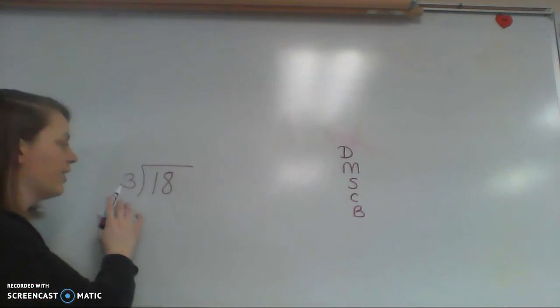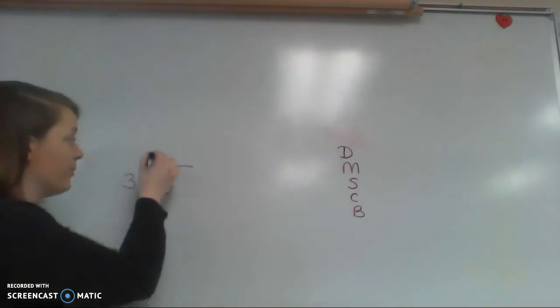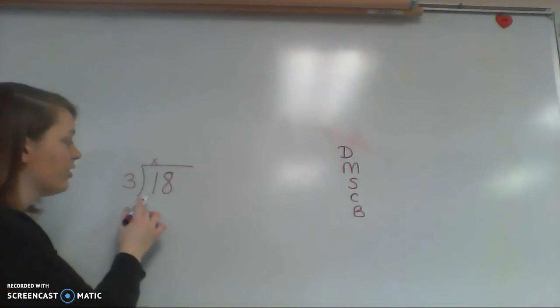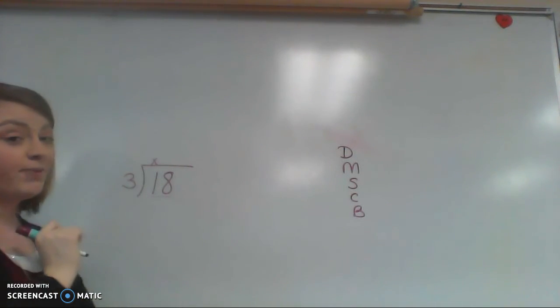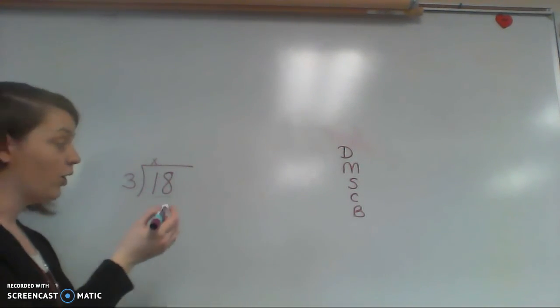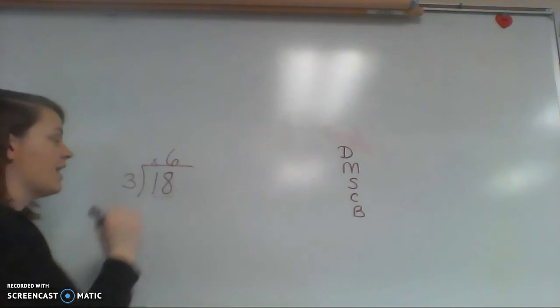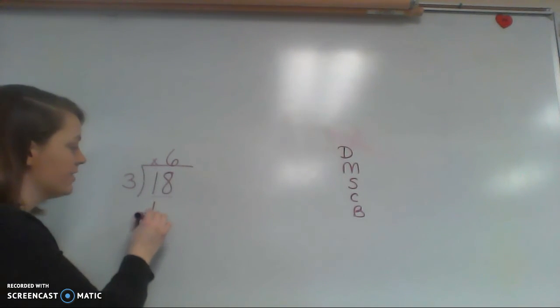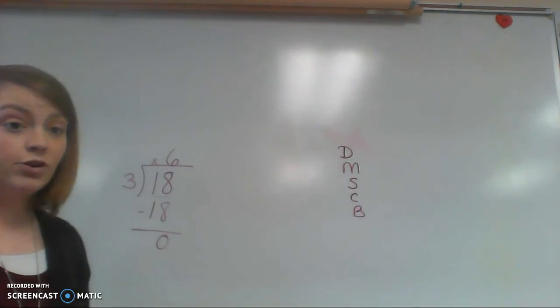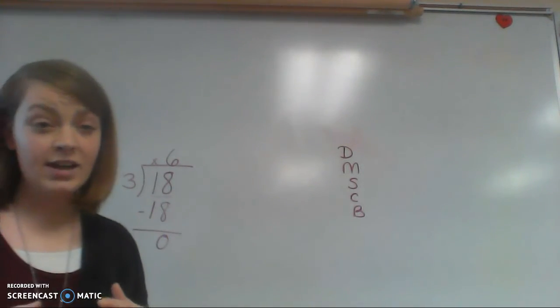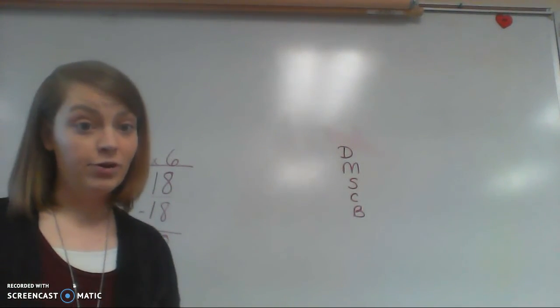All right, welcome back. Here we go. 3 cannot go into 1, so I put a little X there. How many times can 3 go into 18? All right, good. That should be a multiplication fact or division fact that you know. 3 can go into 18 6 times. 6 times 3 is 18 exactly, so when I subtract, I have no leftovers. 18 could evenly be divided 3 ways with no leftovers.